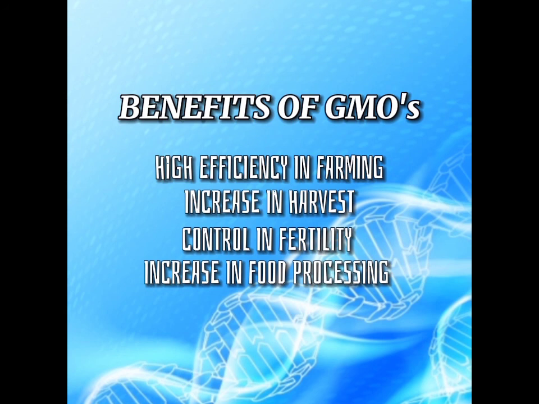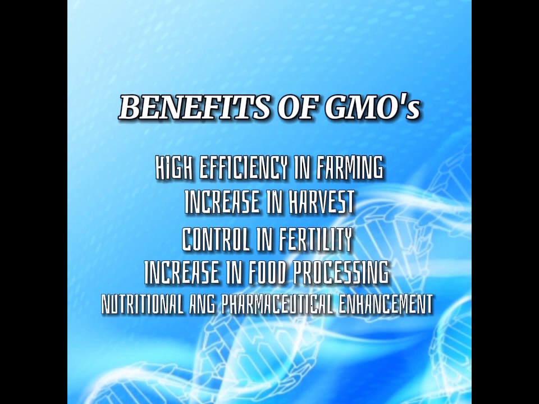The last benefit of GMO is nutritional and pharmaceutical enhancement. GMO crops include maize fortified with lysine and golden rice fortified with vitamin A and iron. There are now edible vaccines for viral and diarrheal diseases. It also reduces the use of fertilizer and pesticides.